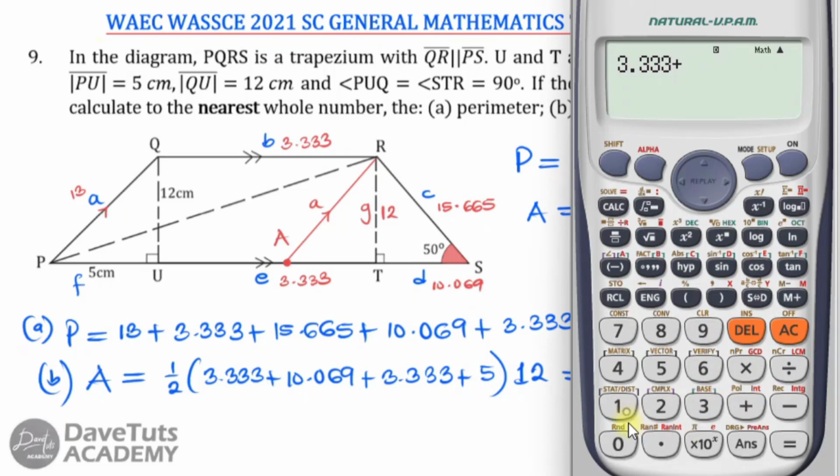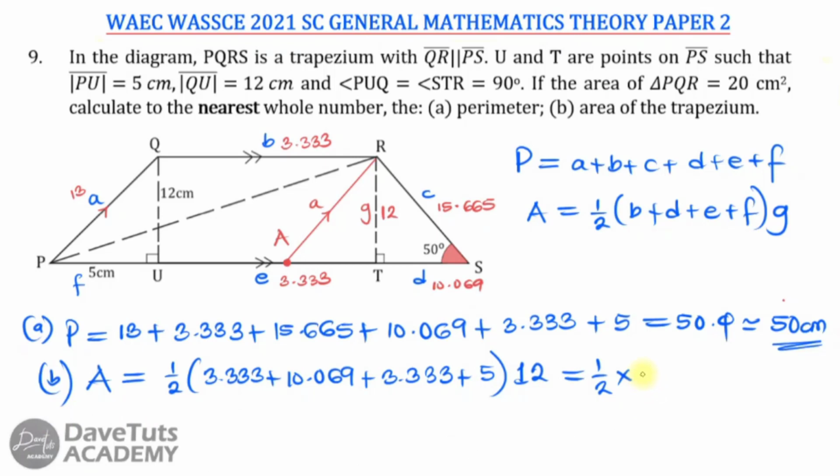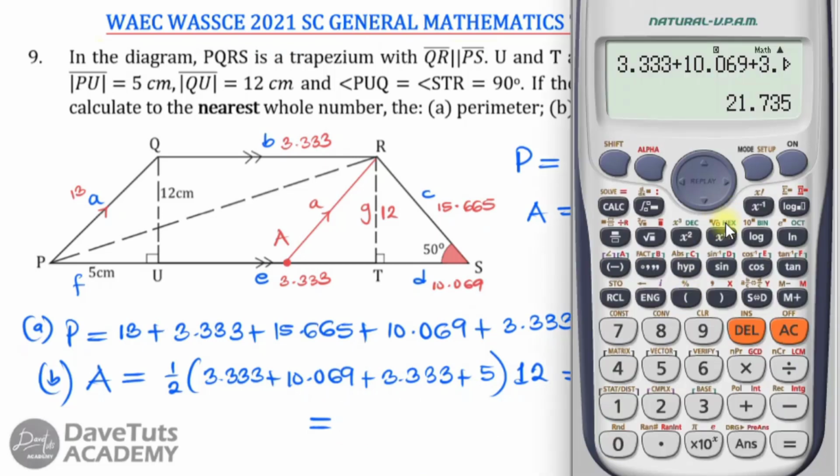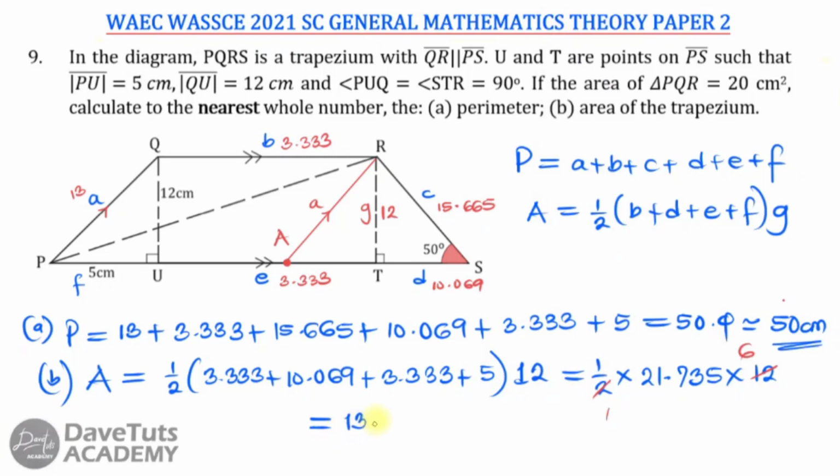So I have 3.333 plus 10.069 plus, again, 3.333 plus 5. What is this giving me? It's 21.735, 21.735, then multiplied by 12, okay? So I can just cut here. Let's say this is 2 here, 1, 2 and 12 is 6. So what I'm having inherently is 21.735 times 6. So my initial answer multiplied by 6. And this is 130.41. But if you recall, we have to find to the nearest whole number. So again, 4 will round down. So this will be 130 centimeters square.